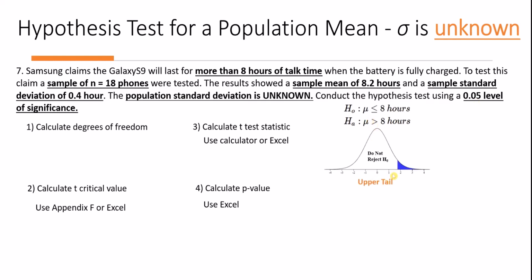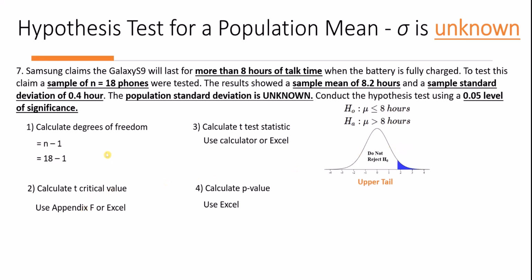So the first step here is just to visualize our hypothesis. So we know that Samsung is claiming that the phones last more than 8 hours. So we know that our alternative hypothesis is that the population mean is greater than 8 hours. And then our null hypothesis is going to be that the population mean is less than or equal to 8 hours. So our alternative hypothesis points to the right. So we know we are dealing with an upper tail test. We're also going to be using the p-value approach on this one, but we will calculate both the critical value and the p-value.